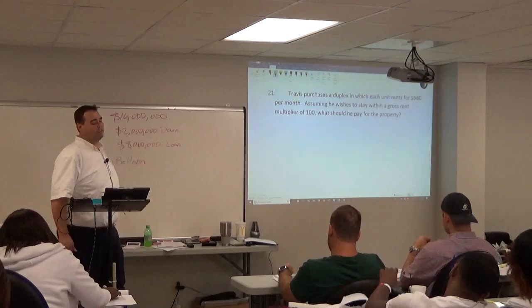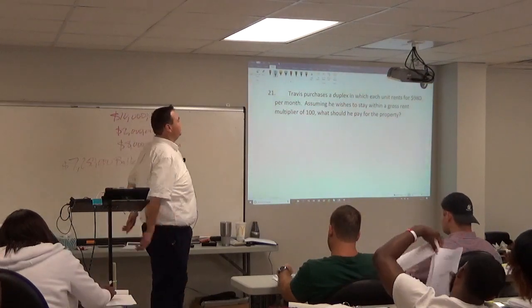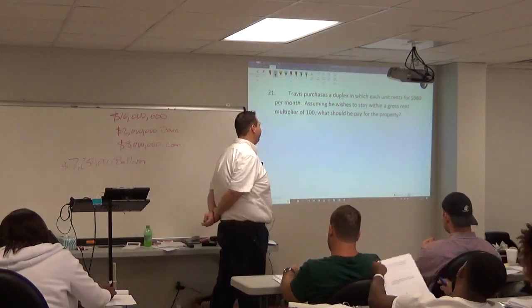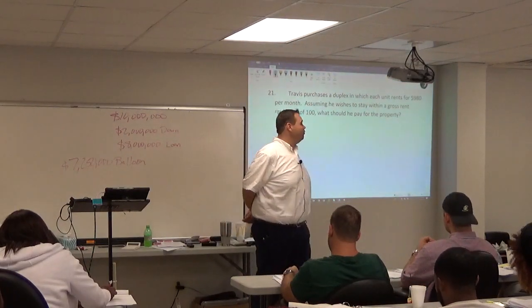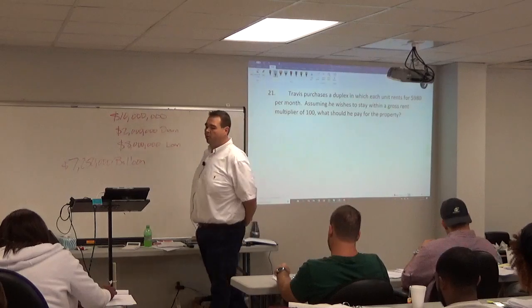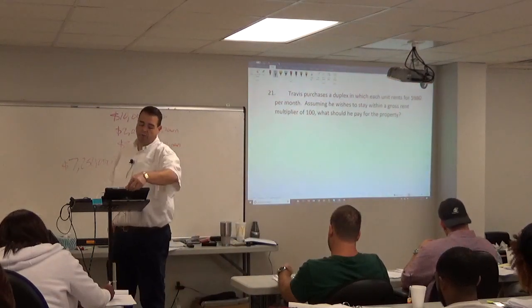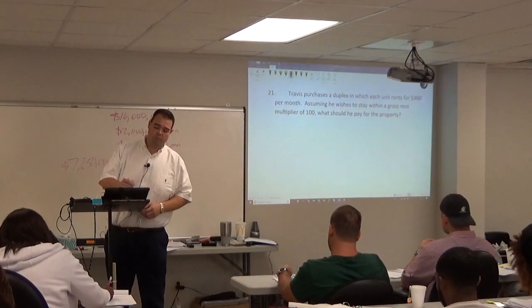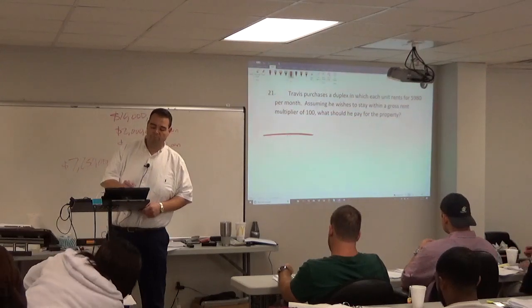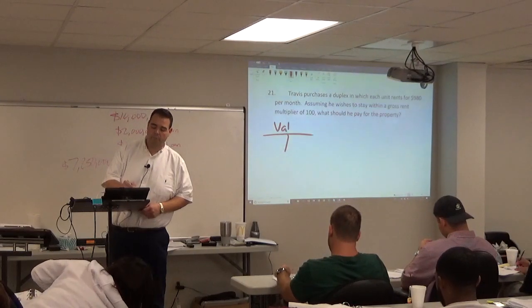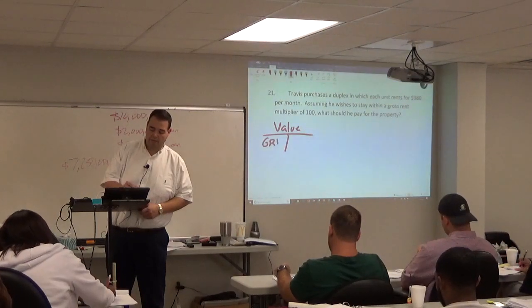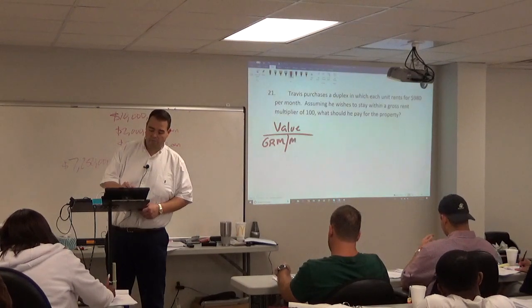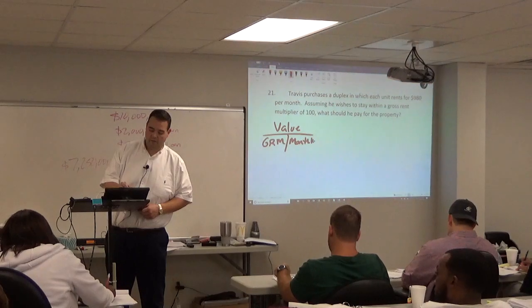Look at number 21. It says Travis purchases a duplex in which each unit rents for $980 per month. Assuming he wishes to stay within a gross rent multiplier of 100, what should he pay for the property? So let's write down the formula for a gross rent multiplier. What goes on the top? The value of the property. And what goes on the bottom? The GRM and monthly rent.